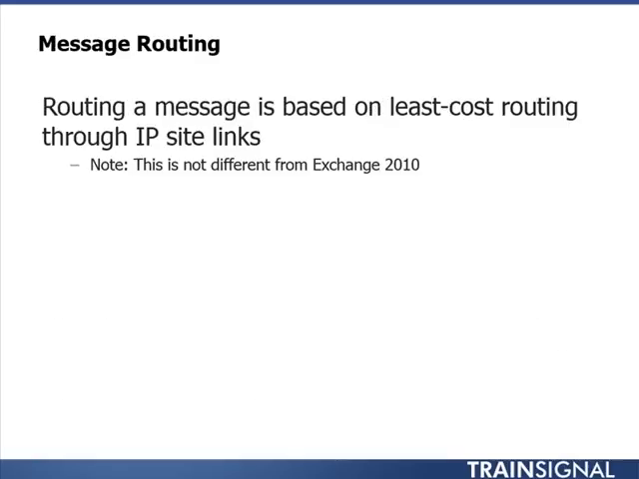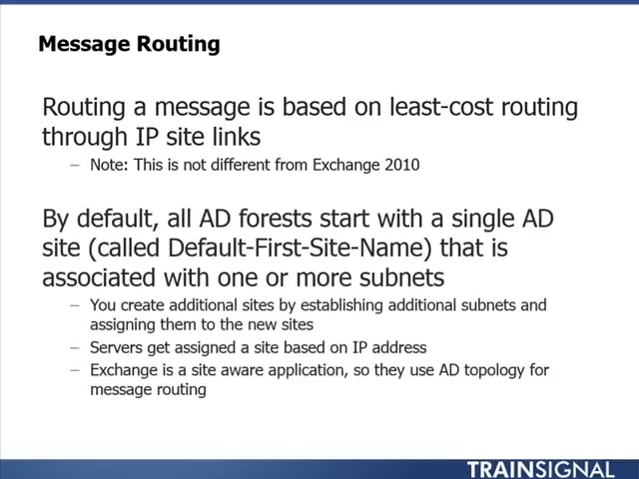Routing a message between sites is based on least cost routing through IP site links. Keep in mind, this is not different from Exchange 2010. By default, all Active Directory forests start with a single Active Directory site called Default-First-Site-Name, and that's associated with one or more subnets. If you're studying Exchange 2013 on this level, you should already know about the various features of Active Directory, so none of this should be new information for you.